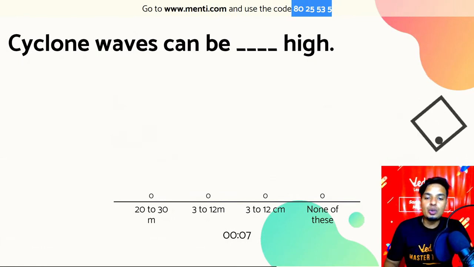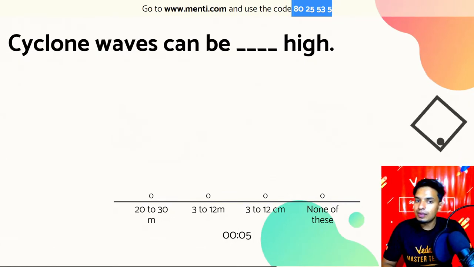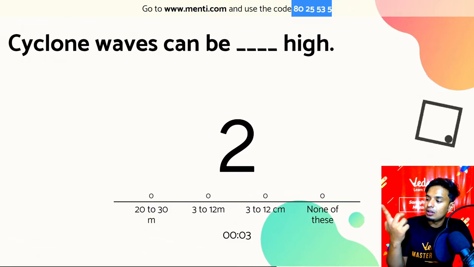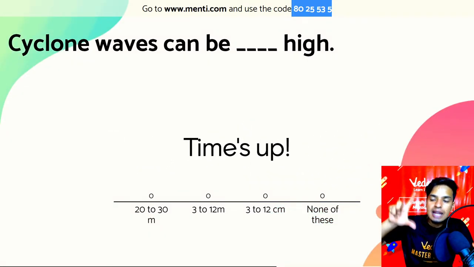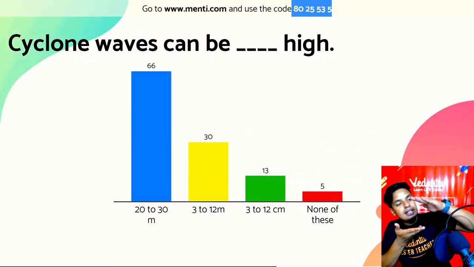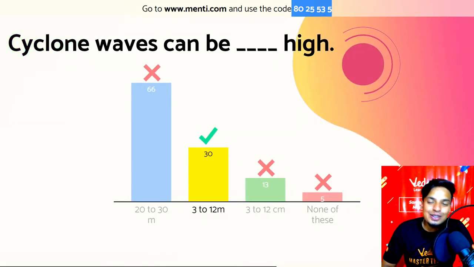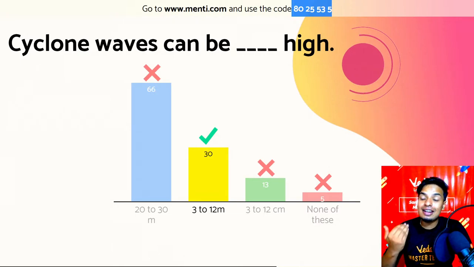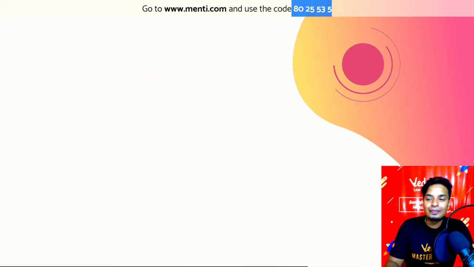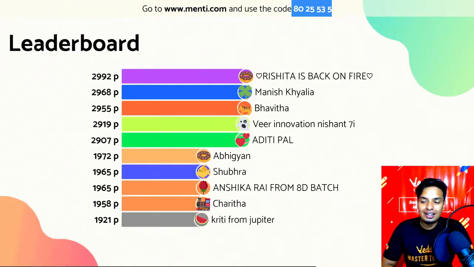I think it's 3 to 12 centimeters. Yeah. This much, no? When a cyclone is coming, the waves are this high. It's 3 to 12 meters. It was there in the slide also.